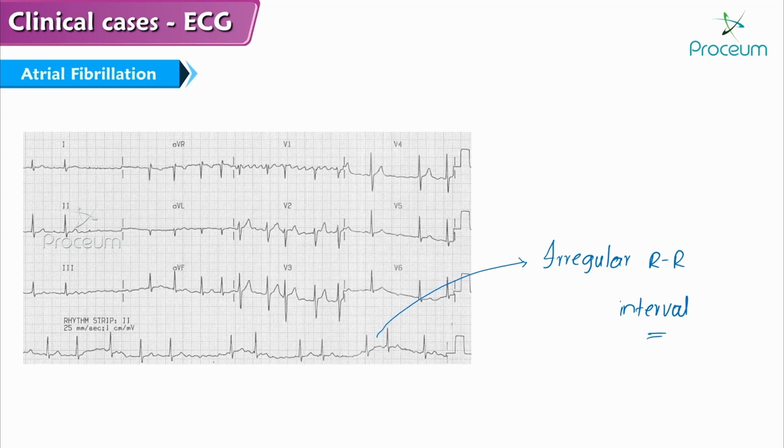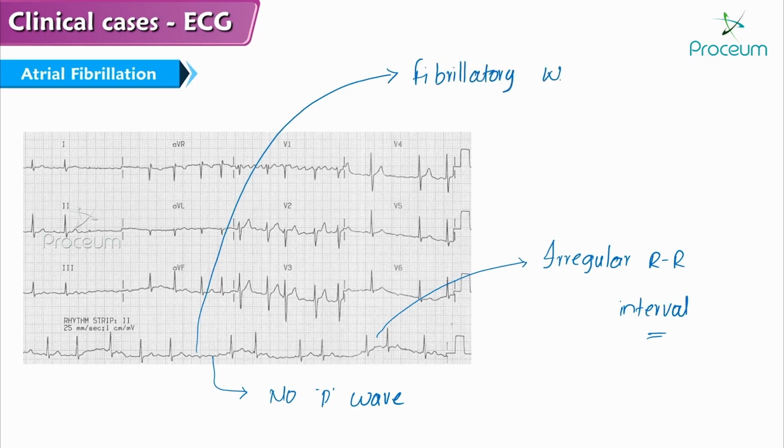And the other important point in atrial fibrillation is there is no P wave. Right, there is no P wave. So whatever waves you have are the fibrillatory waves. That is what you will see in patients with atrial fibrillation.